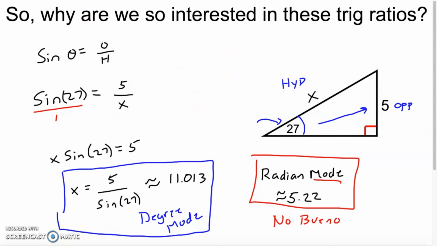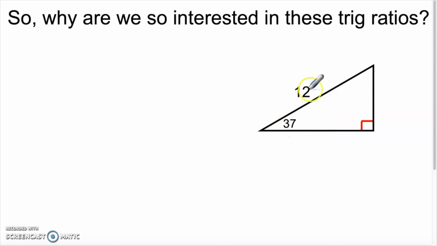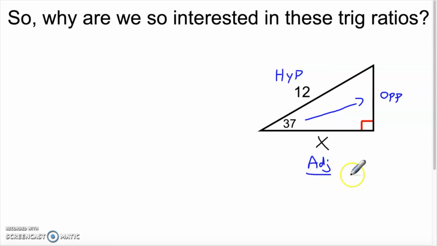Let's take a look at another one. We've got a 37 degree angle, and 12 is the hypotenuse, but this time let's say we want to find this side. We want to first figure out what parts of the triangle are what. Across from 37, that would be the opposite. Across from the right angle is the hypotenuse, which means this is the adjacent side. So I have an adjacent and a hypotenuse. Which of those three can I use? With an adjacent and hypotenuse, that would be the cosine.